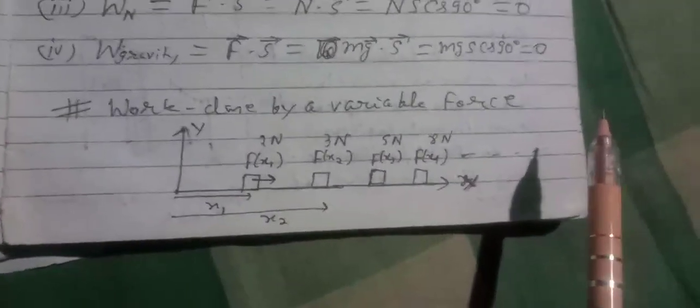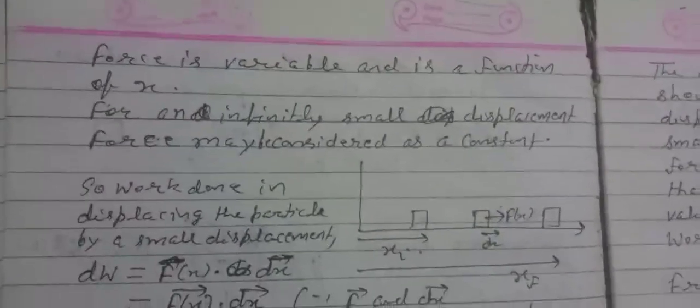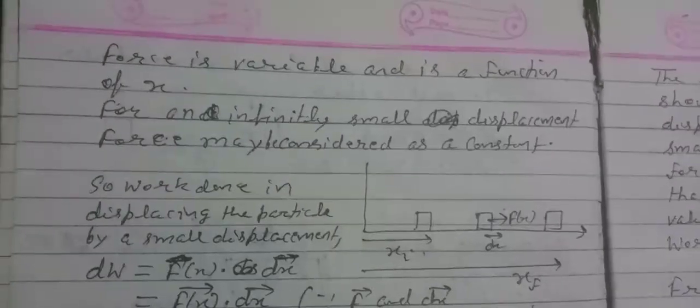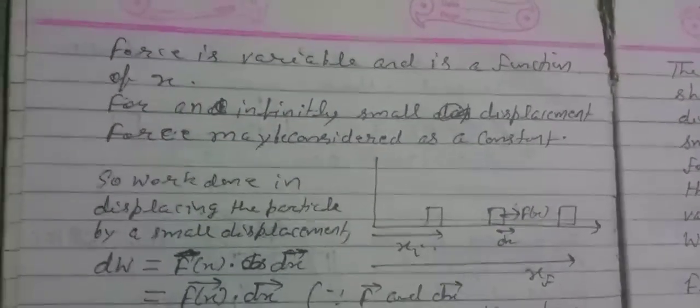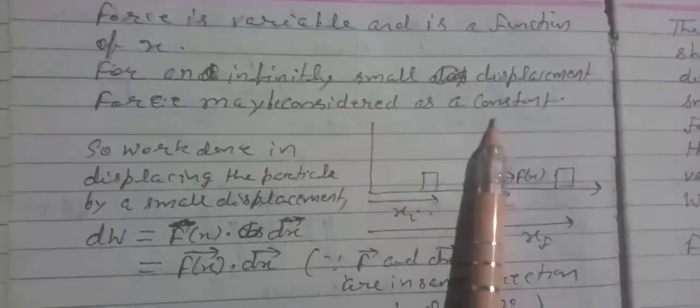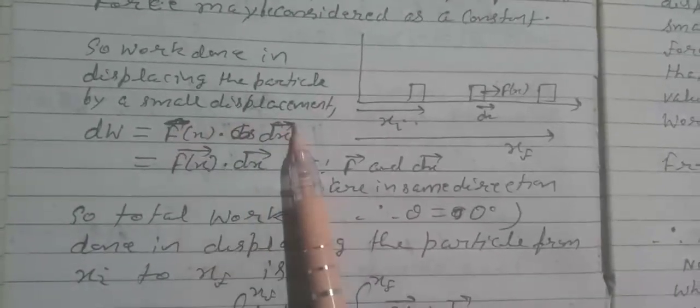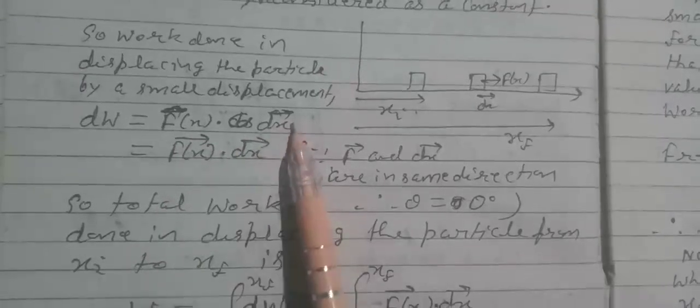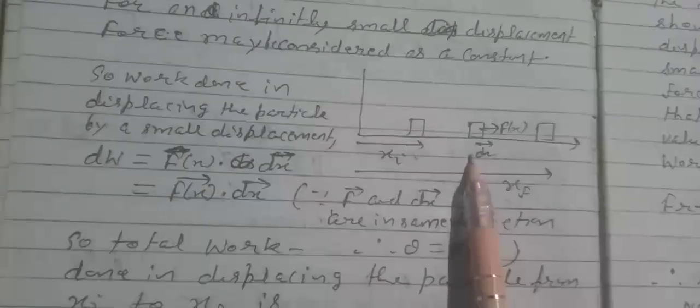Then in this case, what will be the work done by the variable force? To solve this problem, let's consider that force is variable and is a function of x. Function of x means with displacement, force is also changing. For an infinitely small displacement, force may be considered as constant. So work done in displacing the particle by a small displacement, dW equals Fx dot dx, or F vector dot dx vector. The situation is shown in this figure.